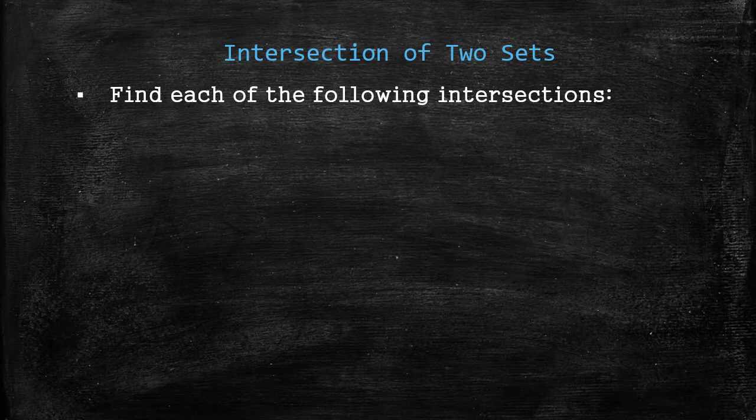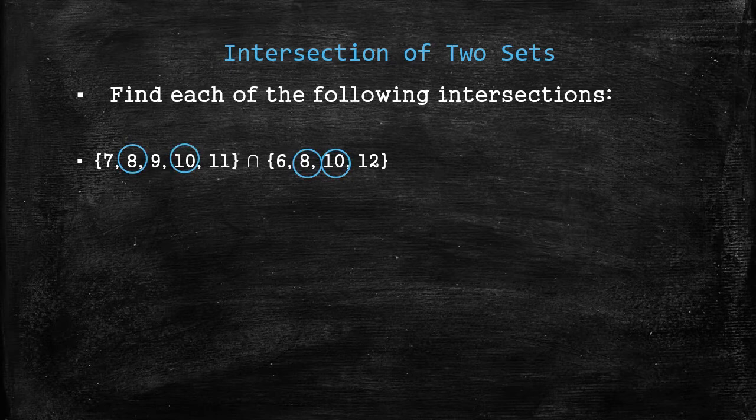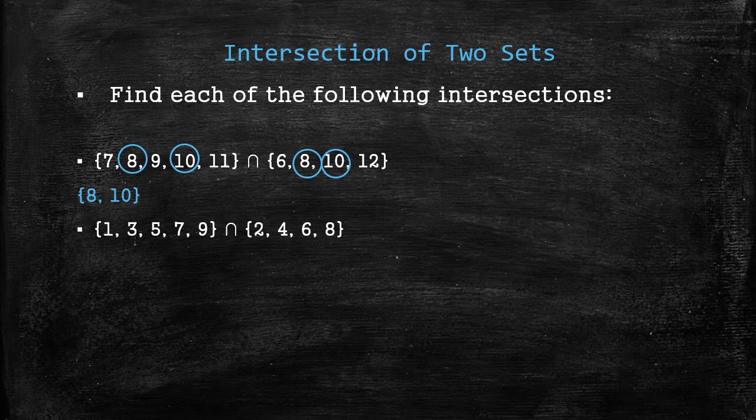Intersection of two sets, another example. So we need the elements that occur in both sets. In this case here we have 8 and 10. Here these two sets don't have common elements, so the intersection is an empty set. And the intersection of a set with the empty set is empty.